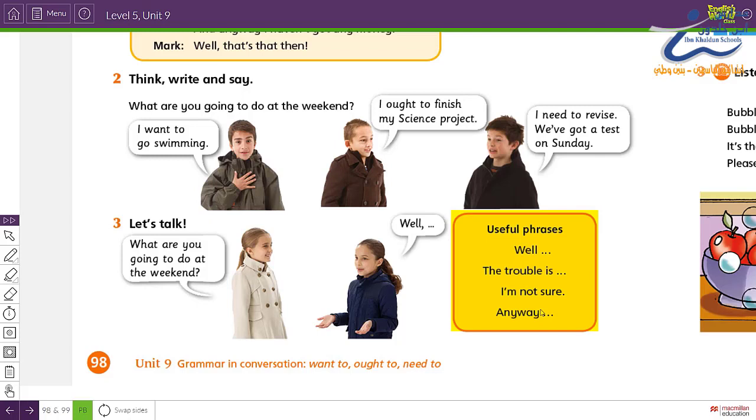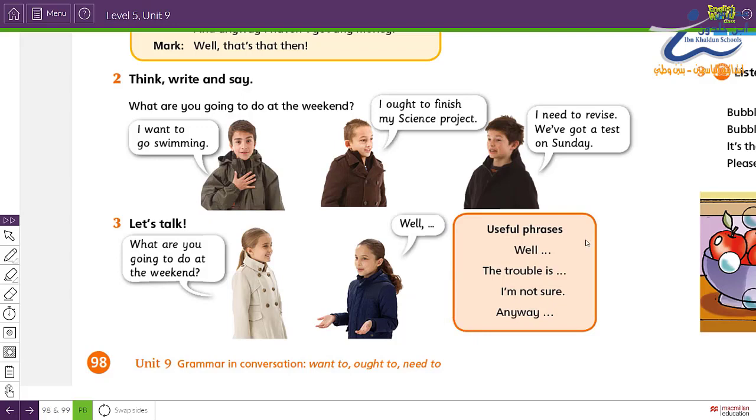When someone asks you, what are you going to do at the weekend? And you don't have a clear idea to tell, you say, well, and the use of well gives you time to think, and after that you continue. Well, I'm going to do so and so. I want to do so and so. I need to do so and so. I ought to do so and so.